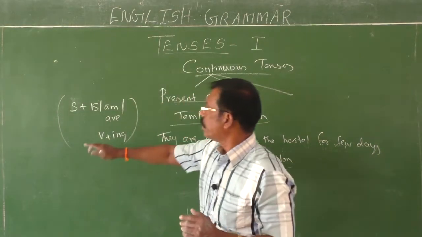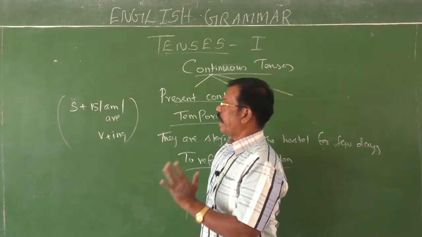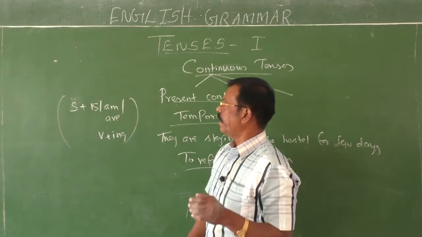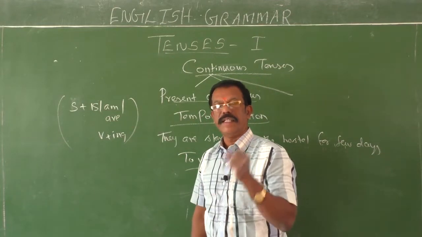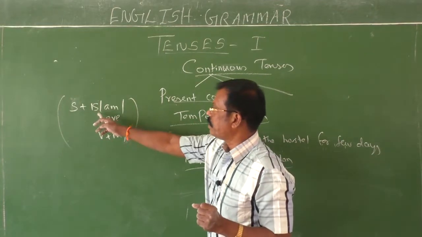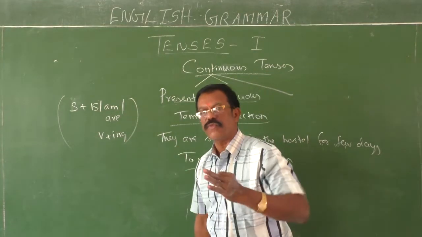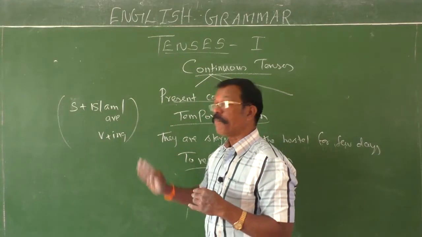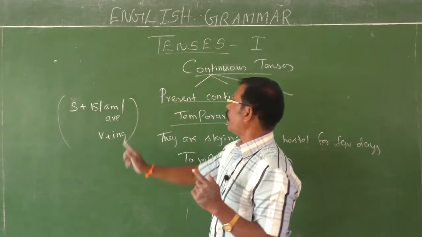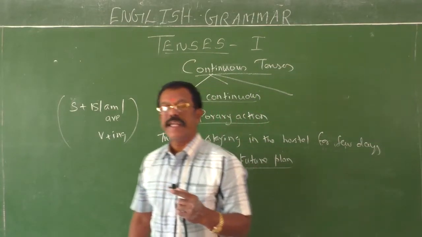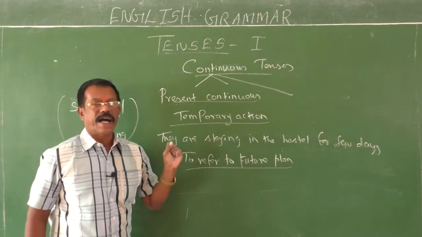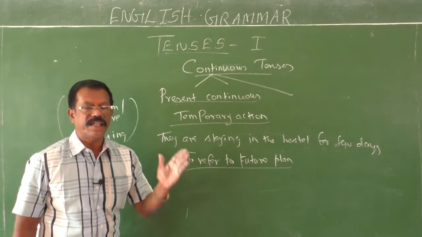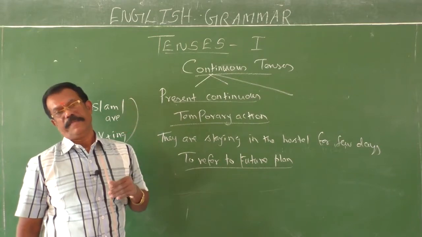This is the formula for the present continuous tense. Don't forget. The sentence structure: subject I, we, you, he, she, it and they. Then the be form of the verb: is, am, are. Is is used for he, she, it. Am is used for first person I. Are is used for we, you and they. Then the present participle. That's important. The present participle is used to frame sentences in the present continuous. I am reading. We are reading. You are reading. He is reading. She is reading. It is reading and they are reading.